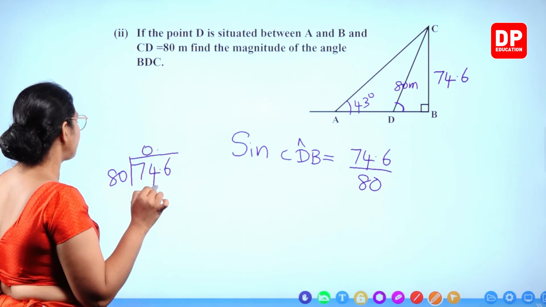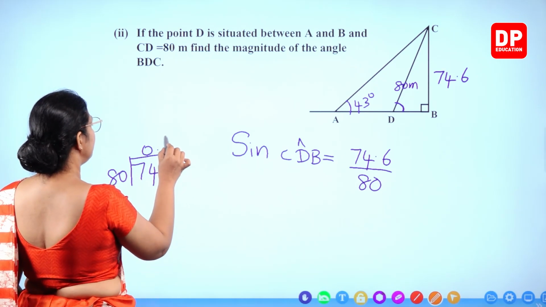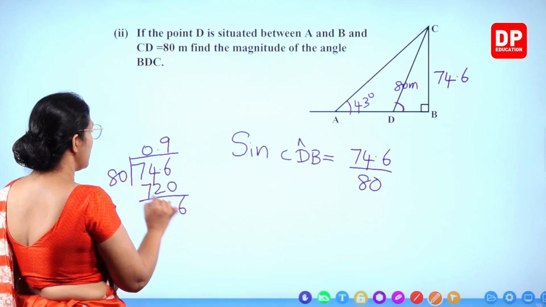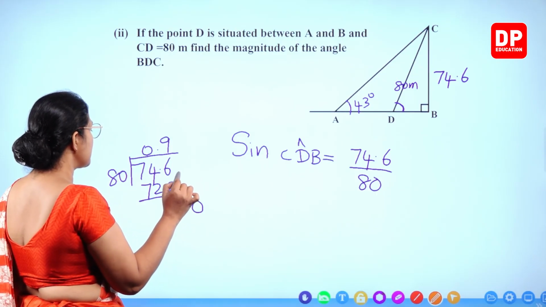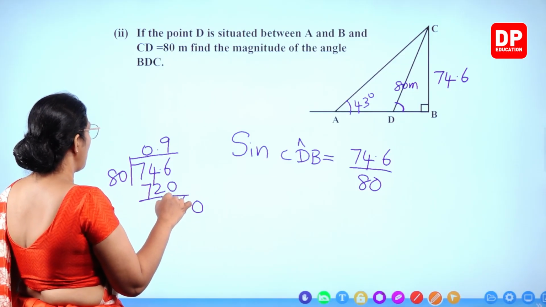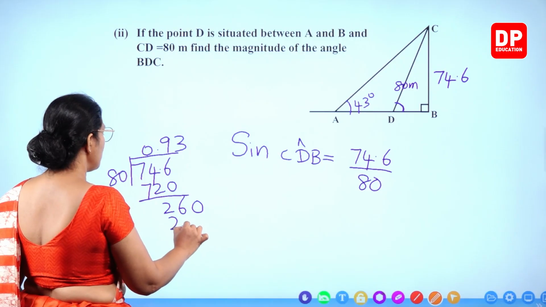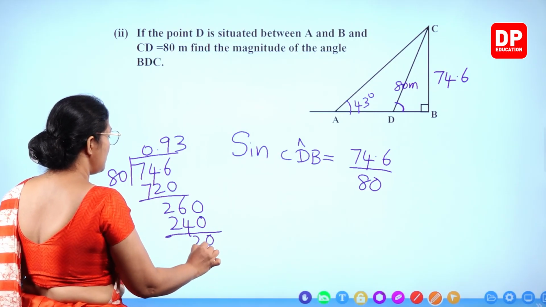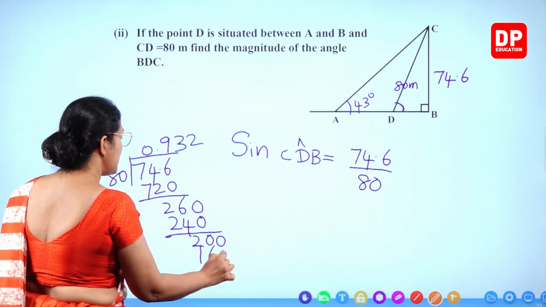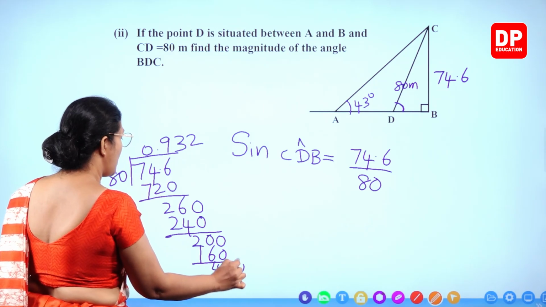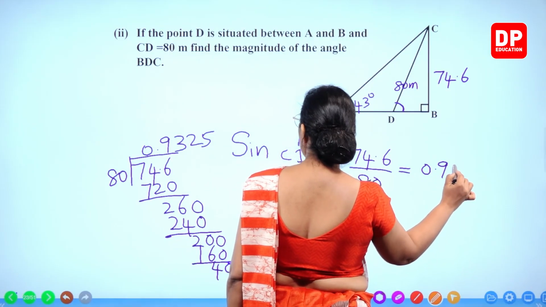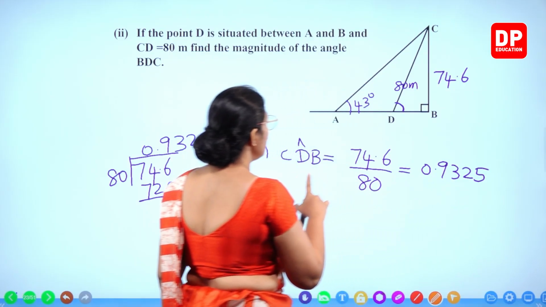80 times 9, 72. So 720. Then you get 26. For 260, you get how many 8s? 3. 24, that's 240. Then you get 200. How many 80s? 2. That's 160. Then for 400, that's 5. So you get 0.9325. Now this is sine ratio.